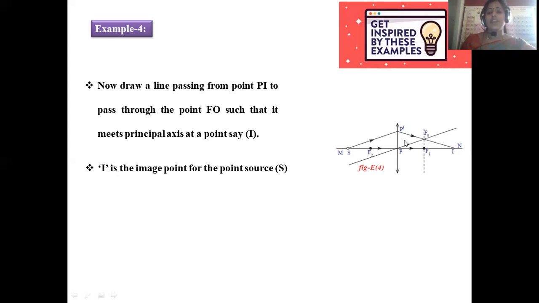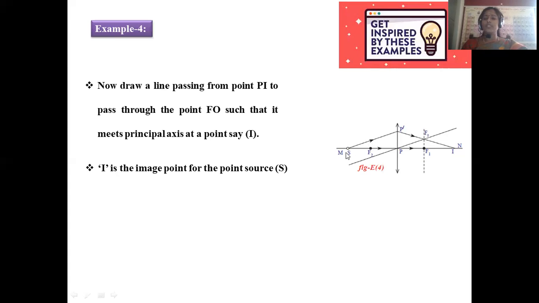So this is the way we are going to plot the diagram. For example number 4, in a simple way, we are going to discuss one more time in order to get the complete picture. This is the principal axis, where center of curvature to center of curvature it is meeting, and S is nothing but the object source, where we kept the object at this position.